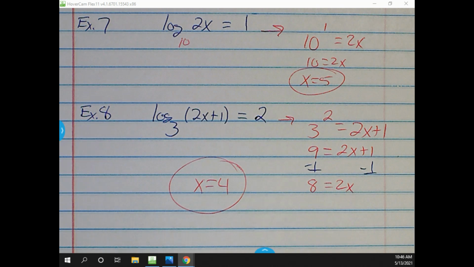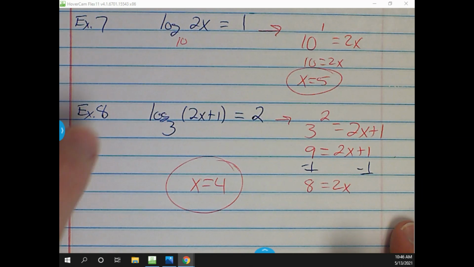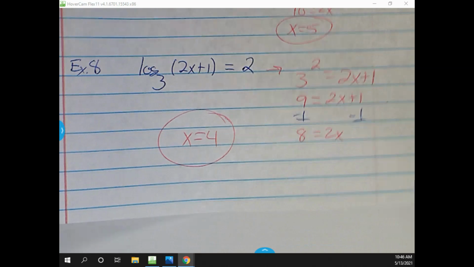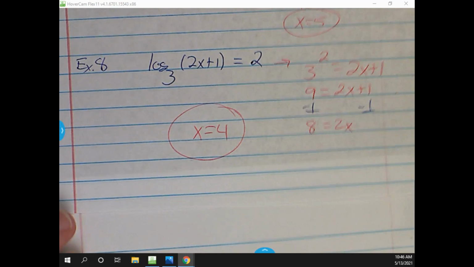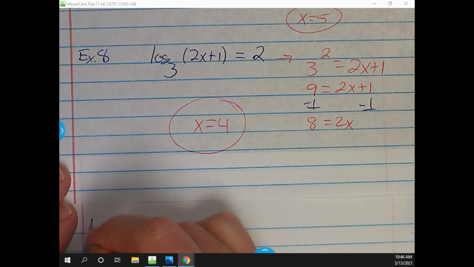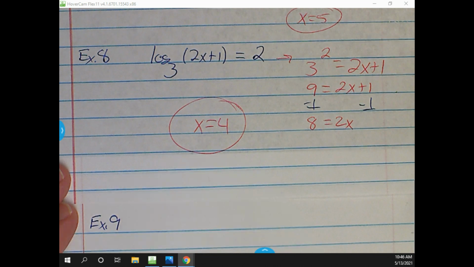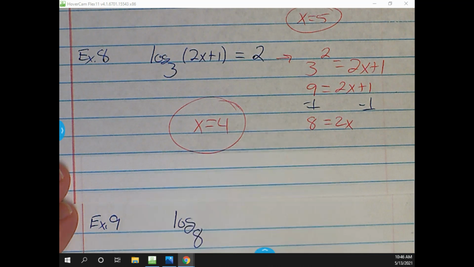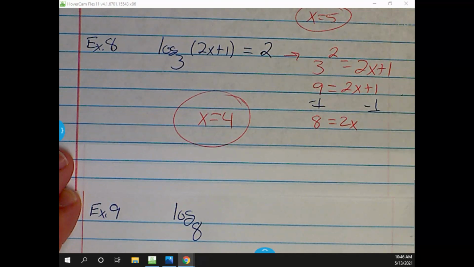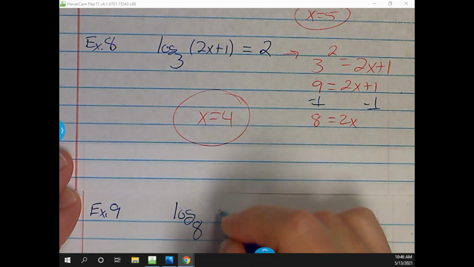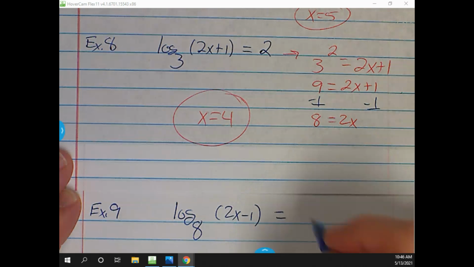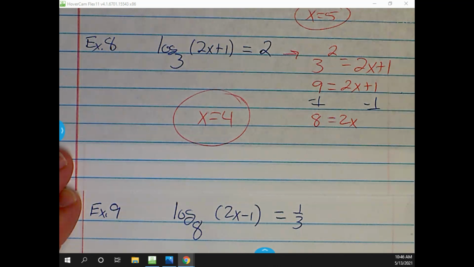Okay, now let me show you one more like that, but the answer is a little bit different because we don't have anything with decimal fractions. So let me show you one more where we've got fractions or decimals in the answer here. All right, so let's go with log base 8. We'll make it 2x minus 1 equals 1/3.